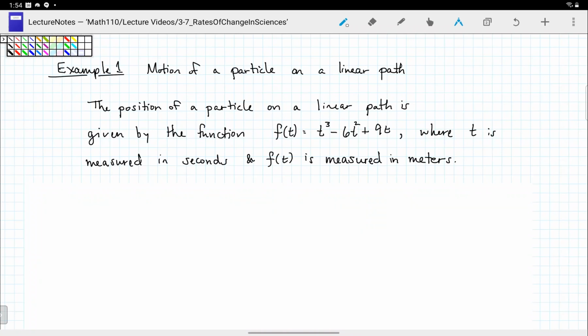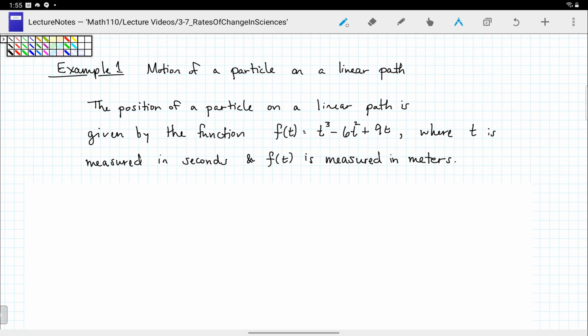In this example, we are given a function that describes the position of a particle along a linear path at any given time t. And we are going to use calculus to explore the motion of the particle. There are many things that we can ask about the particle's movement. And one of the first things that we might ask is, what is the velocity of the particle?